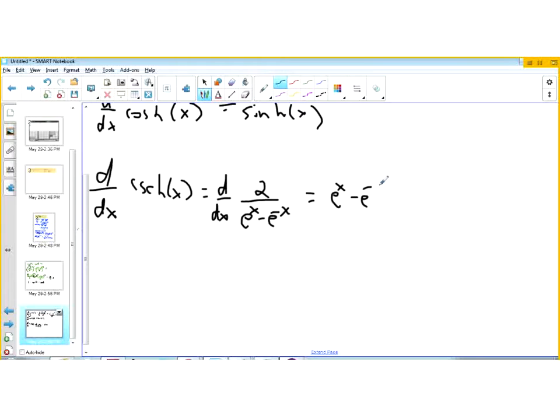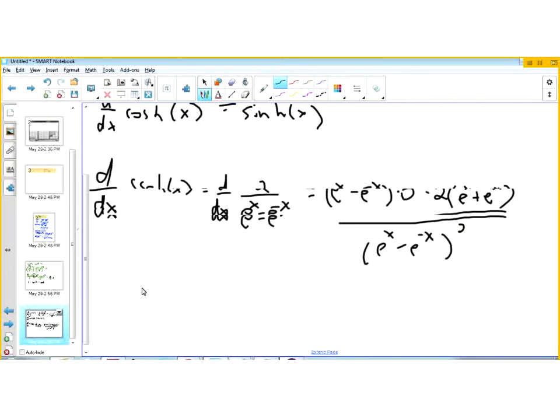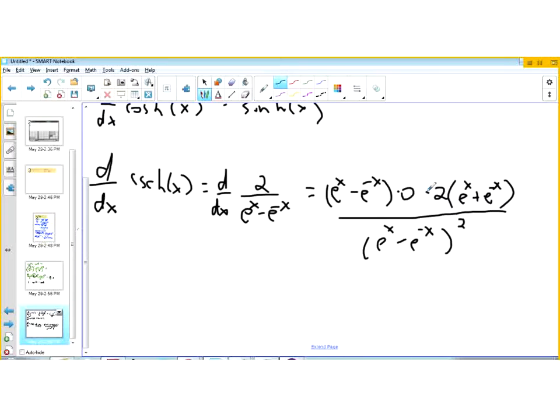The derivative of the top with respect to x, excuse me. Got tongue-tied there. Okay, so that would be 0 minus 2 times the derivative of the bottom function. So that would be e to the x plus e to the minus x divided by the bottom function squared. So that would be e to the x minus e to the minus x squared. Okay, and so we're left with, that's a minus right there.